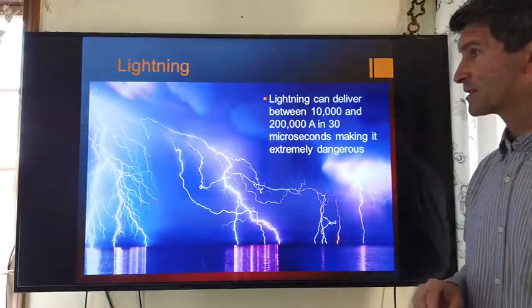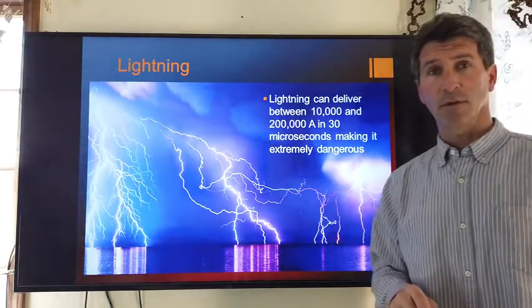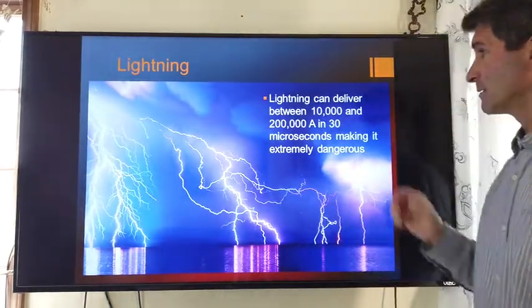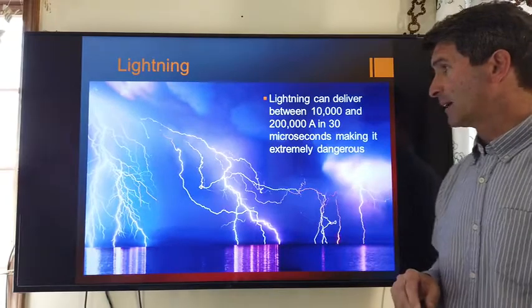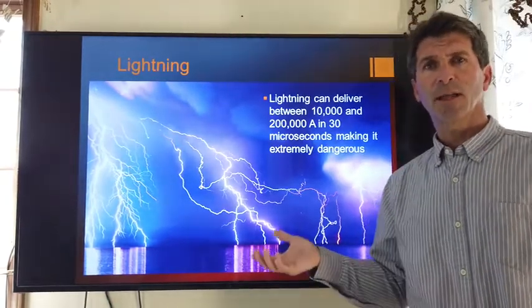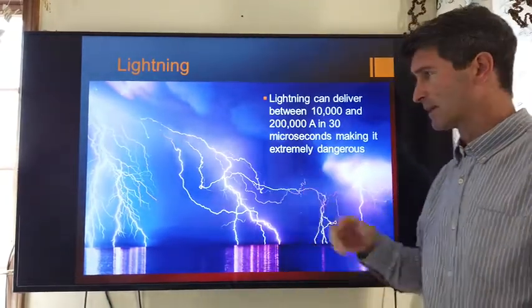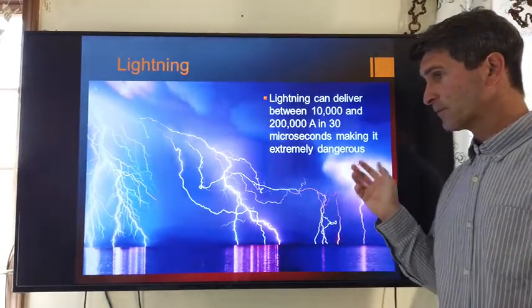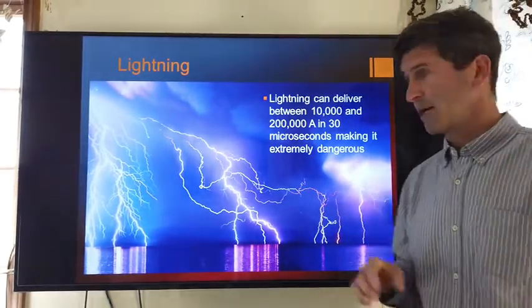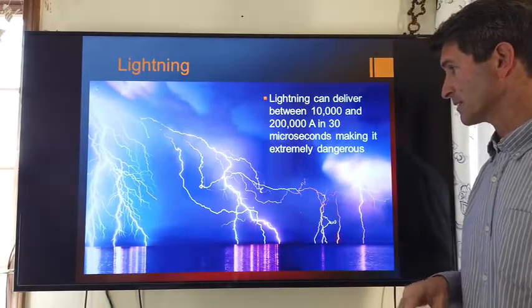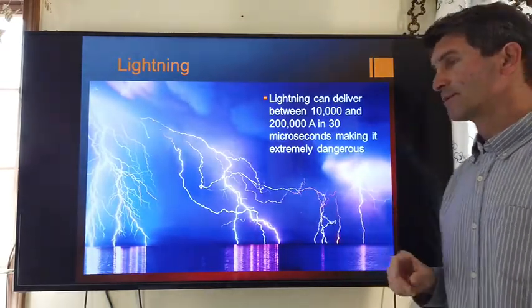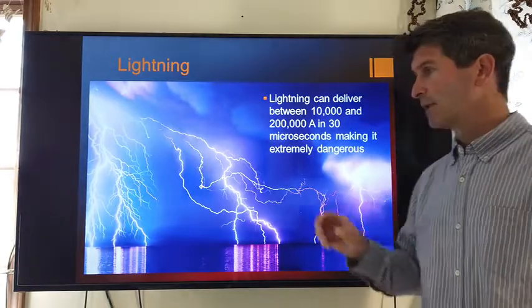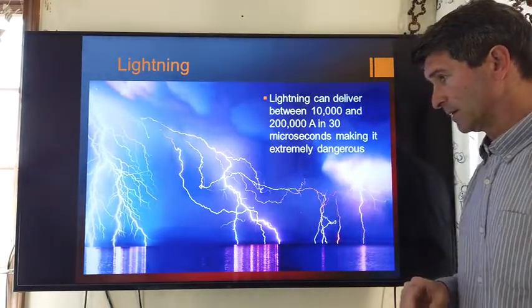Lightning is one of the most impressive examples of the discharge of large amounts of current. We can deliver between 10,000 amps for a cloud to ground, usually when we're going from the bottom of the cloud to the ground, or as much as 200,000 amps. This is all done in a very brief amount of time, only 30 microseconds. The current is what's really dangerous to people, and that's why lightning can be potentially lethal.